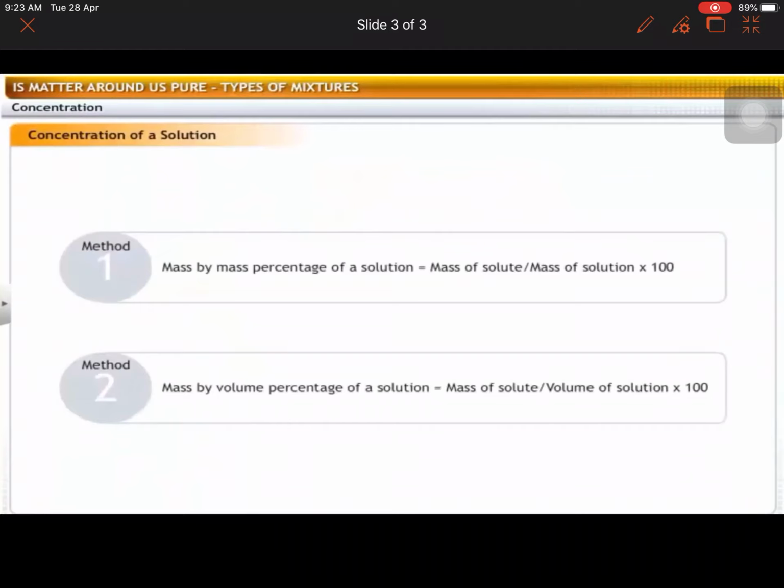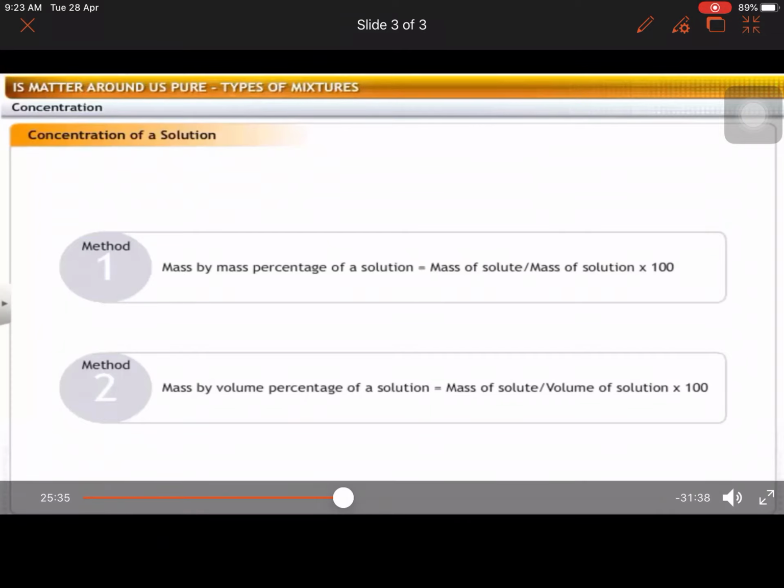Concentration is defined as the amount of solute present in the unit volume of a solution. So the term comes, the concentration. Concentration always means how much amount in how much substance. How much substance is dissolved in something in a particular amount, right? So concentration has two types. You can see here two methods.